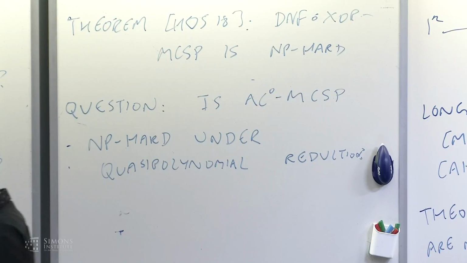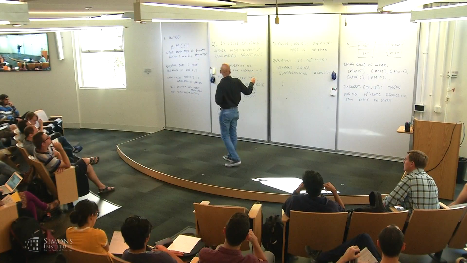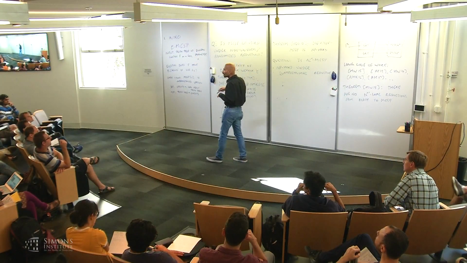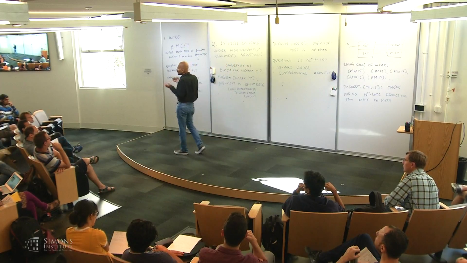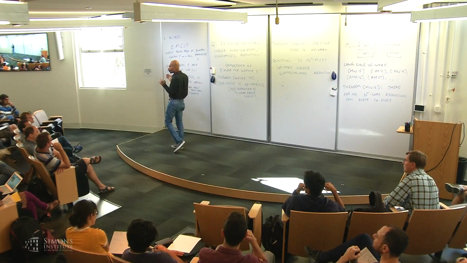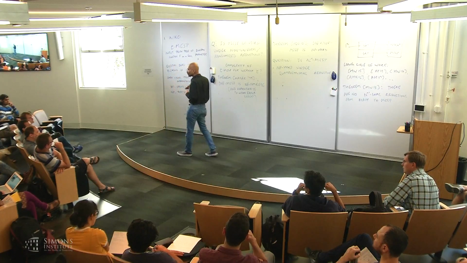Do you have a hardness of approximation result for DNF of parity? Yes. No. So we can approximate it in quasi-polynomial time to within the same approximation factor, and we also have a hardness of approximation result, which doesn't match the positive result. It's like log n, polylog n. So there's still some gap there.